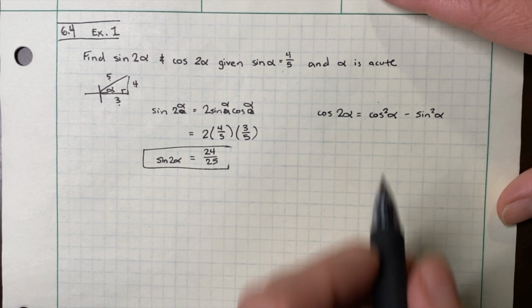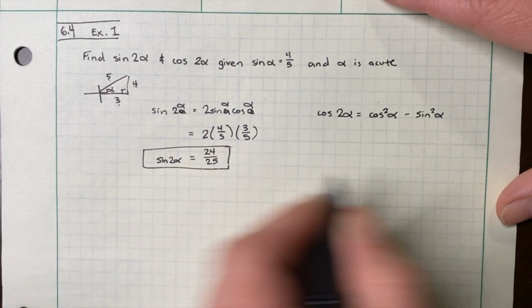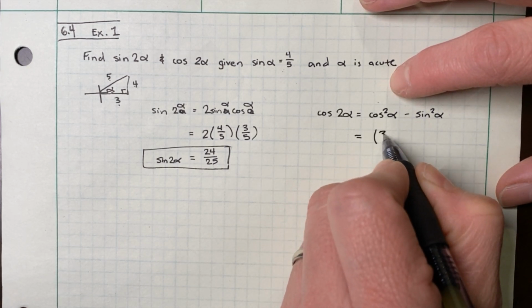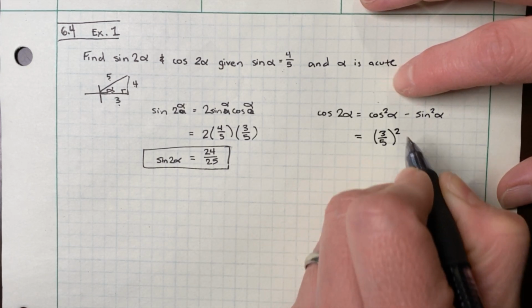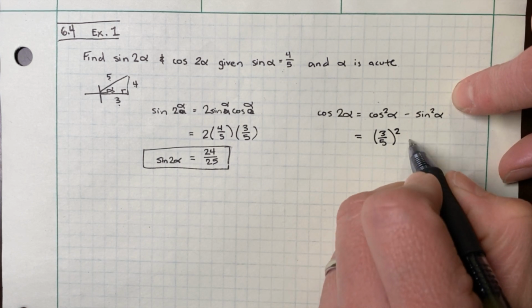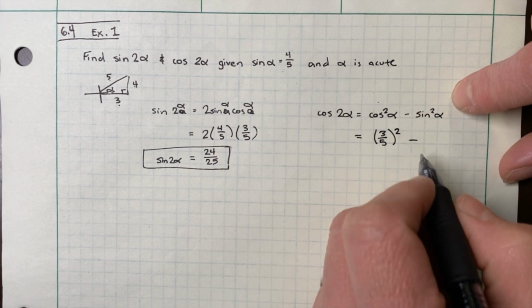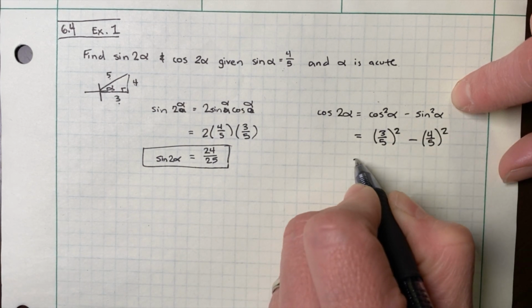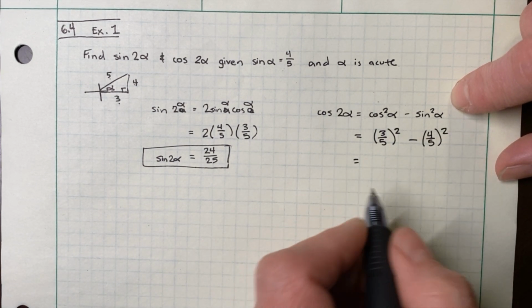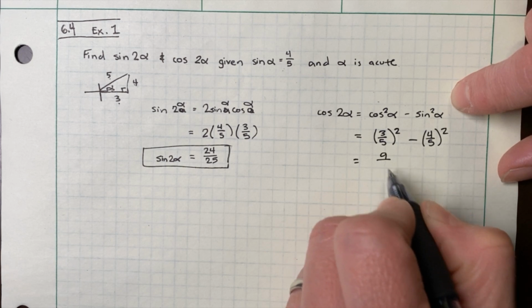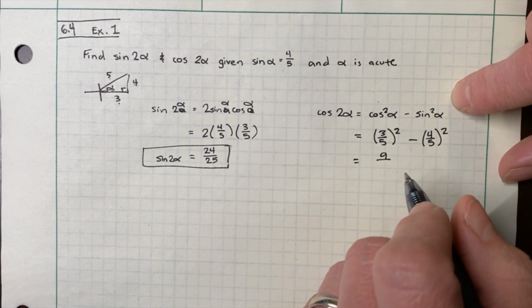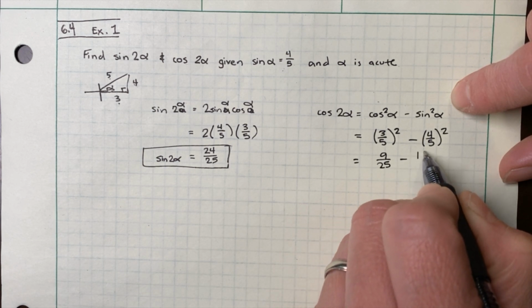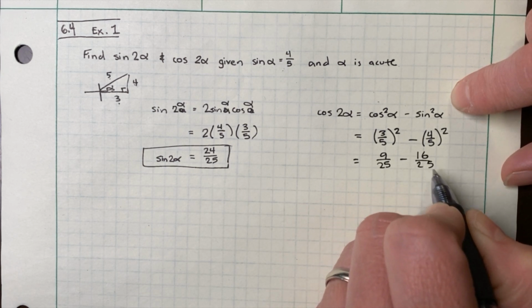Let's fill in numbers. Cosine squared of alpha. Sine squared of alpha. Now it's time to simplify. That is the same as 9/25. And this is 16/25.